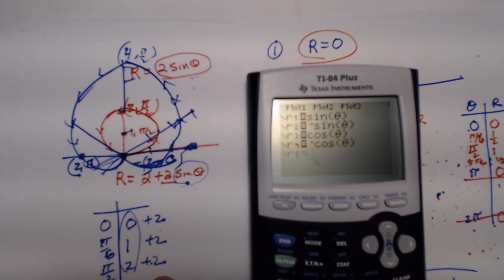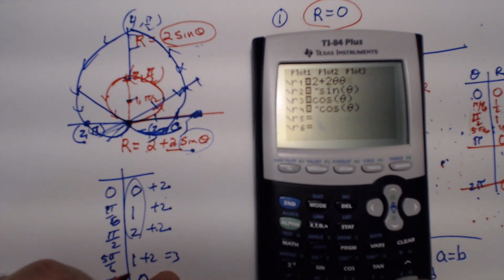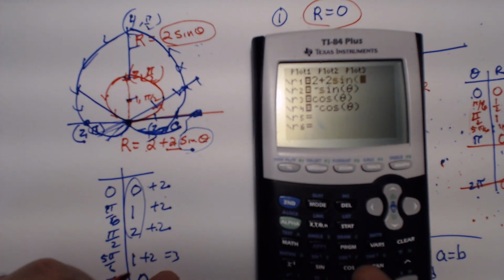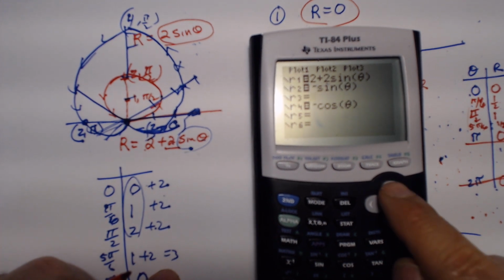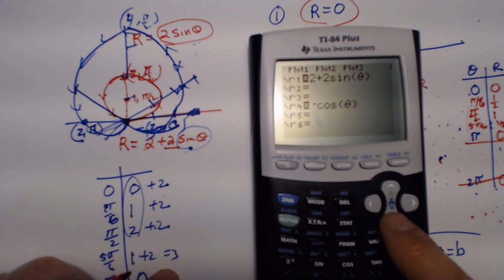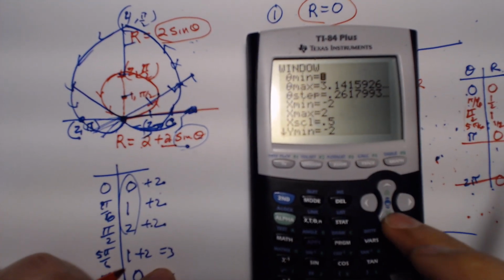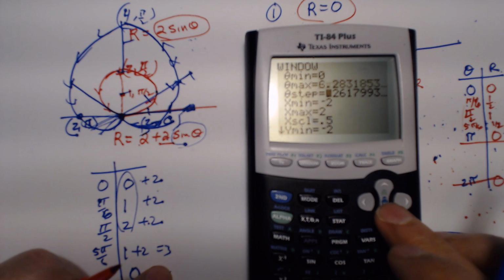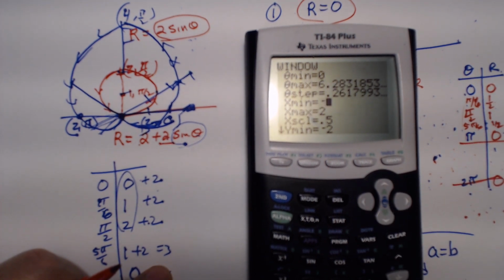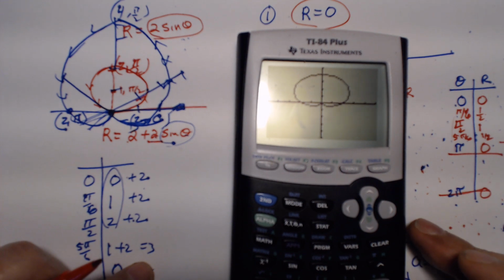But somebody said, okay, I have 2 plus 2 sine theta. 2 plus 2 sine theta. I said, yes, that is the graph of a cardioid. But I need the 2 pi, and my cardioid, I had more radius. I'm going to go from -5 to 5 and a 1, -5 to 5 and a 1, and I'm going to graph. That's the cardioid.